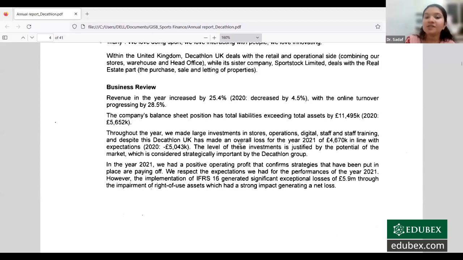Okay, this was the revenue increase. So very important how a company's revenue or turnover is growing every year. And even you can see that it has a very good balance sheet position where the total liabilities are exceeding the assets by almost 11,495,000 pounds.